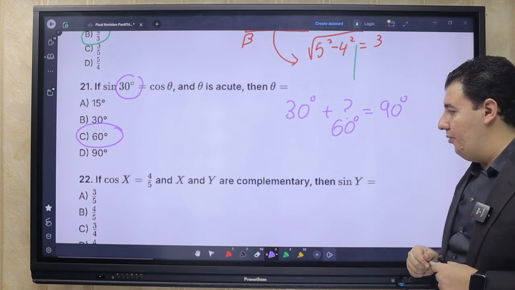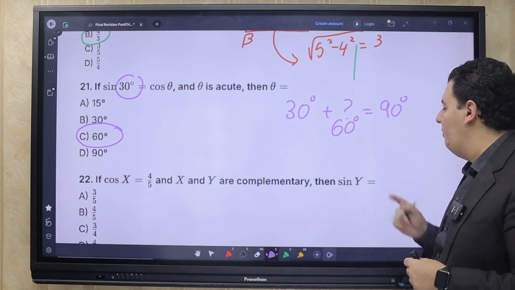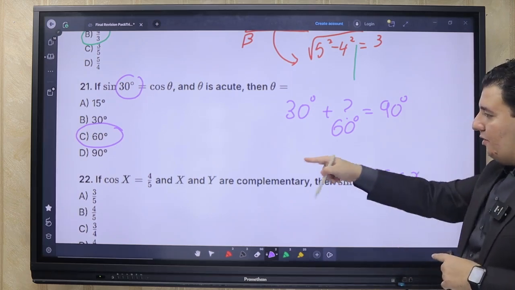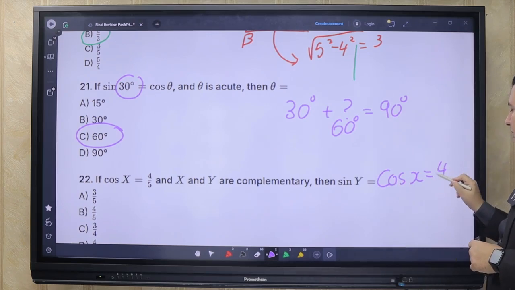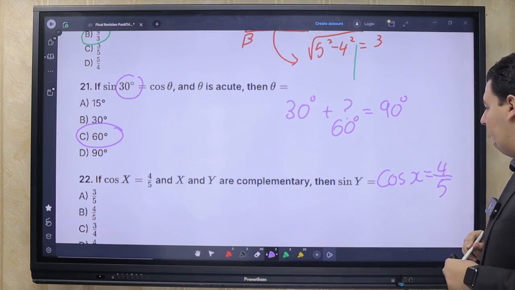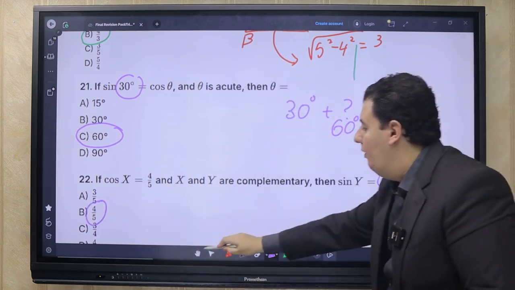22. If cosine x equals 4 over 5, and x and y are two complementary angles, then sine y equals what? Sine y is equal to cosine x, so cosine x equals 4 over 5, so sine y equals 4 over 5. So we'll choose letter B.